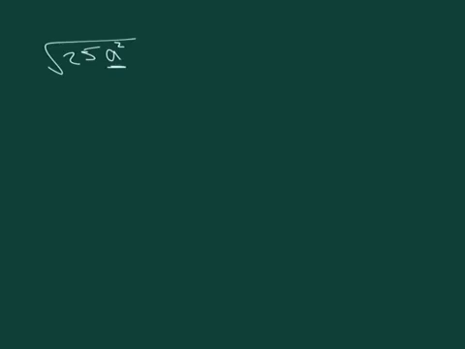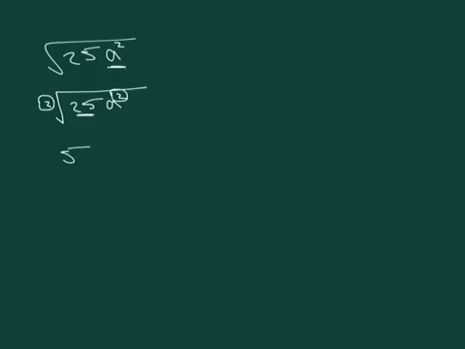All right, so what I suggest doing is writing your radical with your index, no matter if it's a 2 or whatever. Okay? So make sure you get your index there. Okay, this is the easy part. What number times itself gives me 25? 5.